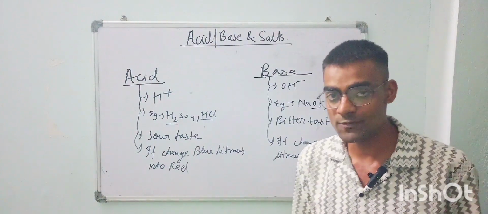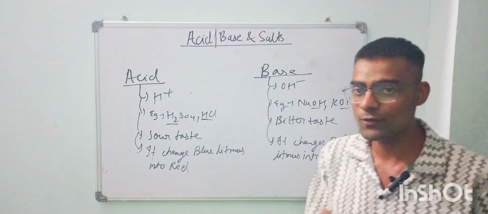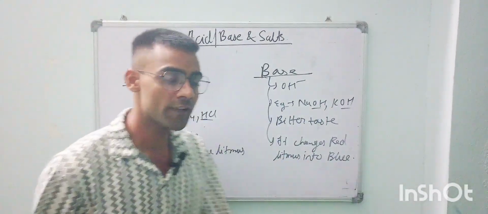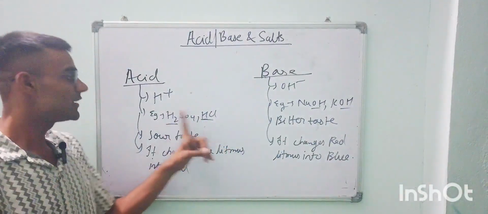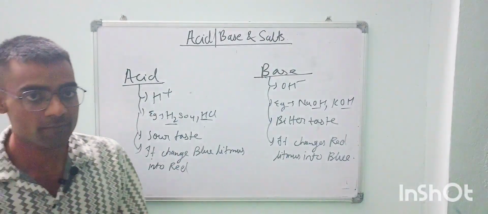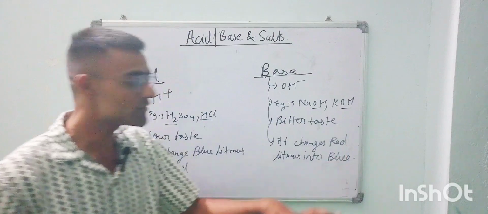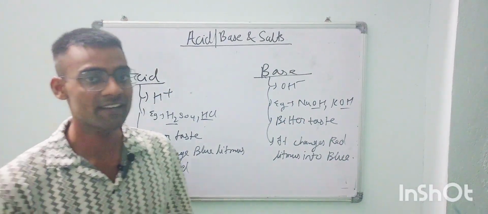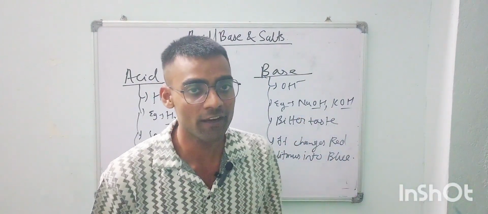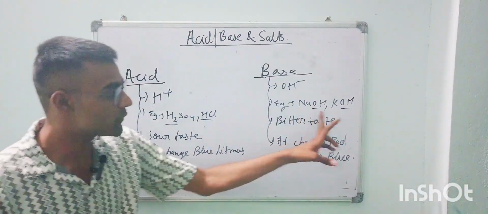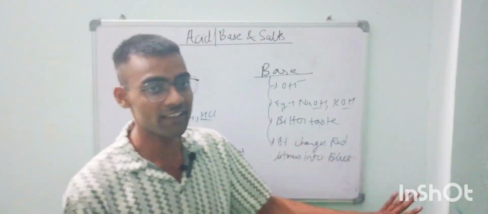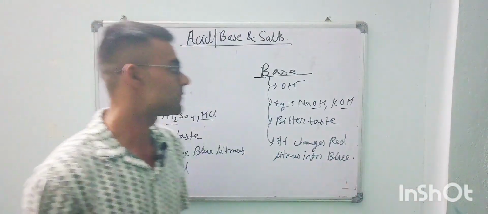An acid releases H plus ions, and a base releases OH minus ions. For example, sulfuric acid and hydrochloric acid: the H denotes that they are acids, they are sour in taste, and they change blue litmus paper into red. A base releases OH minus ions and is bitter in taste. For example, sodium hydroxide and potassium hydroxide: the OH represents that they are bases, and they change red litmus paper into blue.